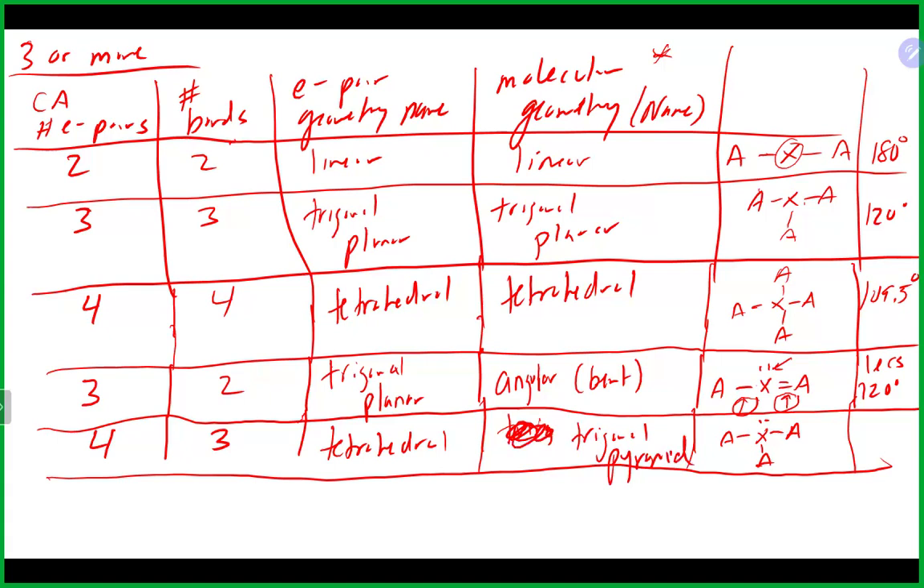So trigonal pyramid. And the last one in terms of geometry that we had was four electron pairs and two bonds. And it'll look something like this.